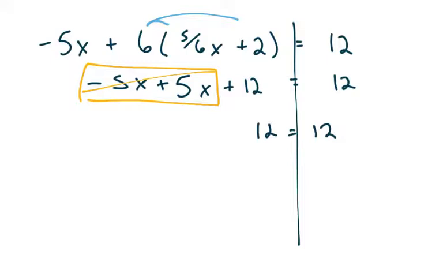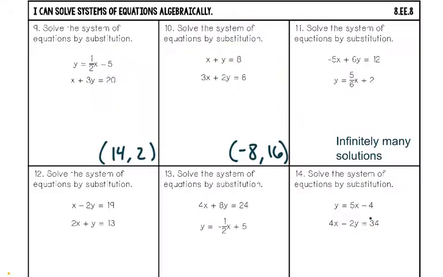Since that is a true statement, it doesn't matter what I put in for x and y. It will always come out to be equal. That means that there are an infinite number of solutions for this because actually these are the same line, just written differently. And for your answer, you just have to write infinitely many solutions.